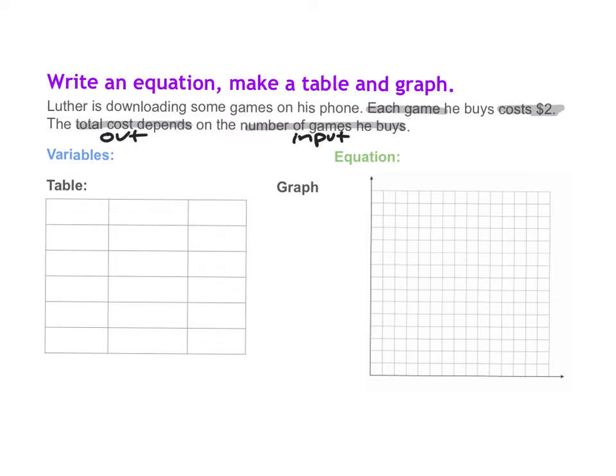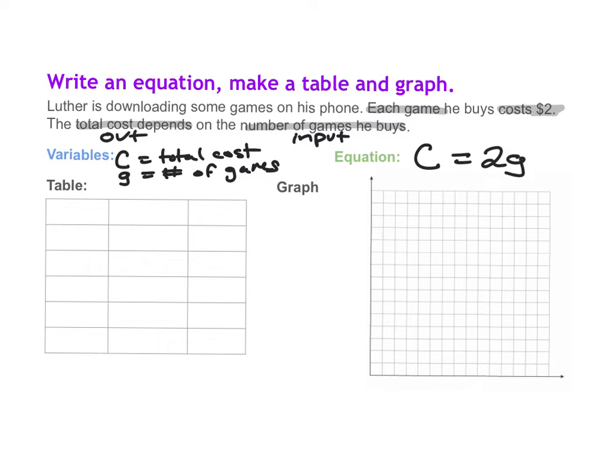So now our variables, and again, you can do different letters if you'd like. So I could say C represents total cost. And then I can say G is the number of games he buys. So then the equation would be represented by the total cost is $2 per game. So right, he buys 1 game, it's $2. He buys 2, it's 4. That input output. So we can use that equation to help us make a table. We know that he's buying games, G, and that each game costs $2 each. It's a multiplicative relationship, and that'll give us our total cost, C.